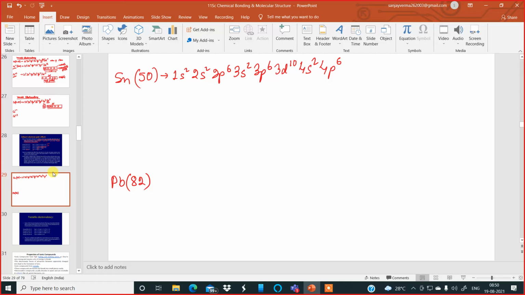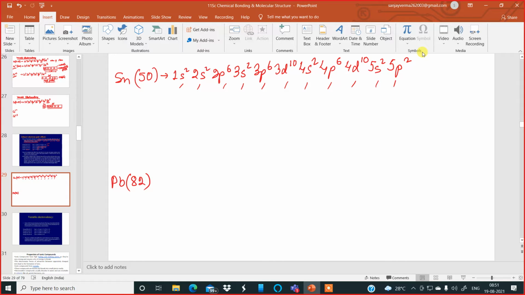We have to increase some more orbitals, don't we? Yes, sir. So what will be the electronic configuration now? 4s2, 4p6. After that, what will happen? 4d10. After that, 5s2. Then after 5s2, 5p2. Okay, good. Now check the total. 2 plus 2, 4, 10, 12, 18, 28, 30, 36, 46, 48, 50.